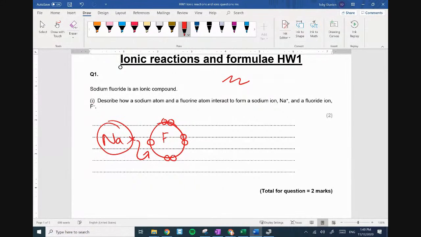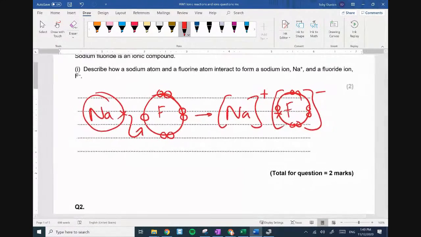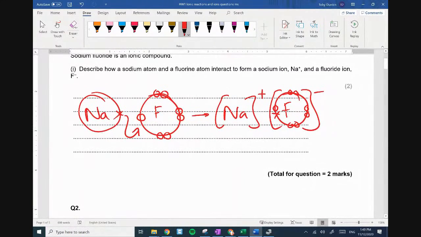Remember to do, sorry, I didn't follow my usual routine there. There we go. And the outcome would be Na+. The outer shell has now completely gone and becomes fully positive. And F- has now got 7 circles and 1 cross. Now you could have done them as dots or crosses. So that's the 2 marks there, guys. That's the 2 marks in its entirety. You would get both marks for that particular diagram.